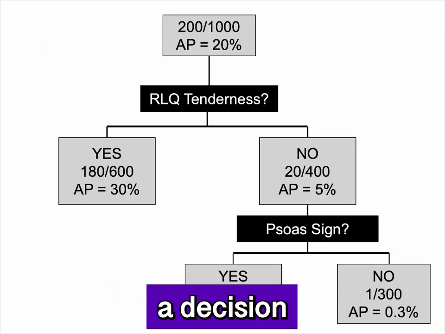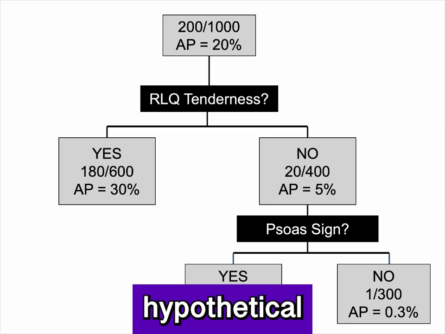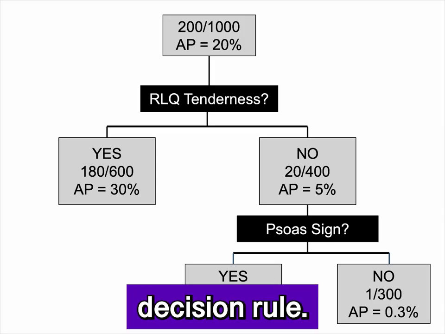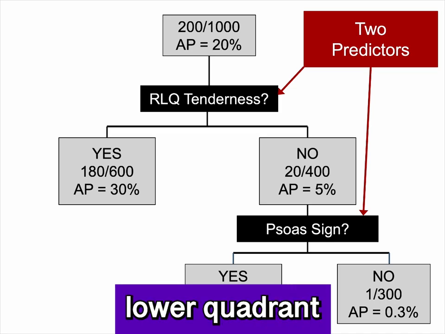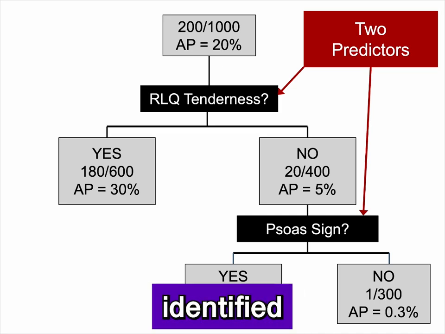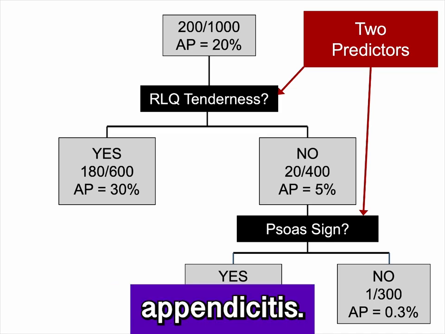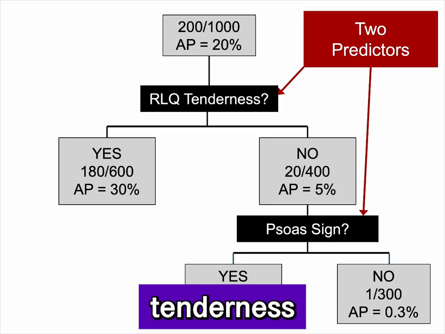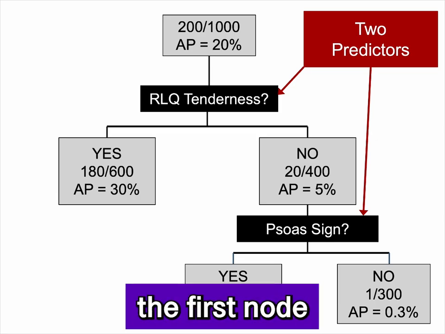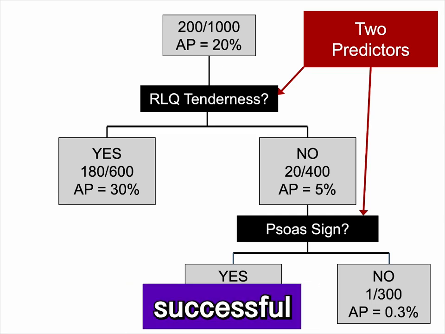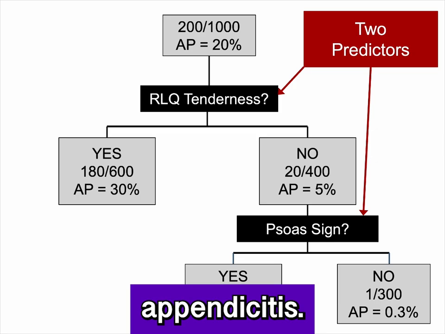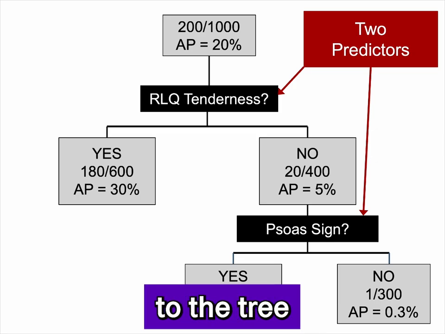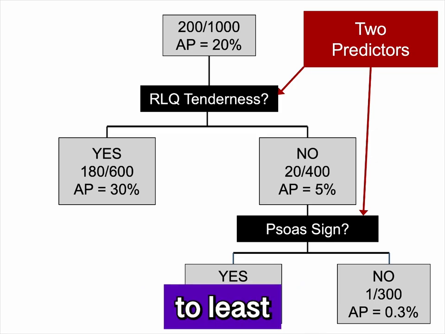This is an example of a decision tree using a hypothetical appendicitis clinical decision rule. In the recursive partitioning analysis, only right lower quadrant tenderness and psoas sign were identified as independent predictors of appendicitis. Right lower quadrant tenderness is the most predictive and becomes the first node in the decision tree. It is the predictor that is most successful at dividing the cohort of patients into those with and without appendicitis. Other predictors are added to the tree in order of most predictive to least predictive.